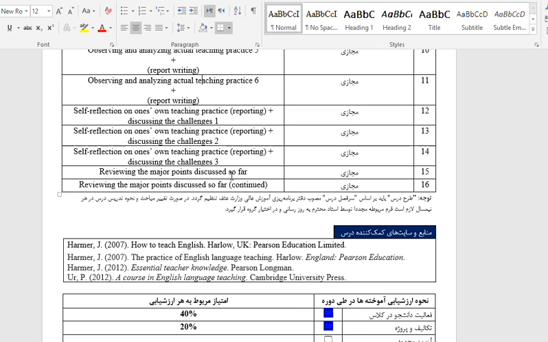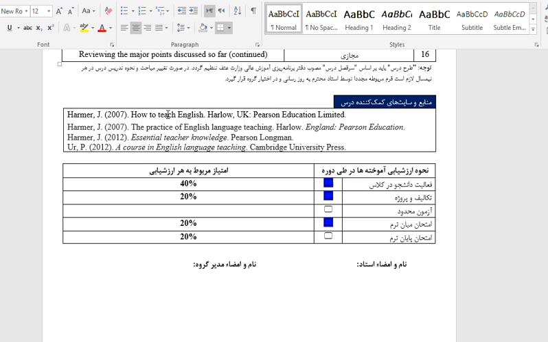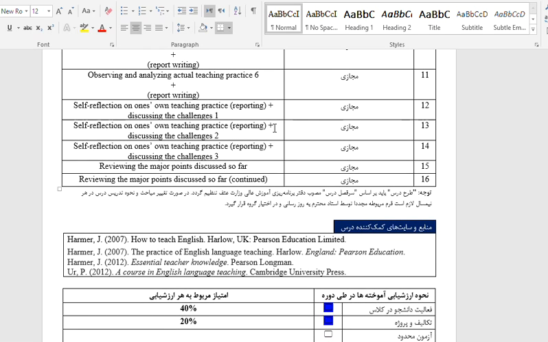Reviewing the major points, we try to review the major points discussed so far in the previous sessions. And again, we discuss the major points that we have observed, reflected on, and inquired into. It will be continued. And here there are some sources that you can use. Okay.